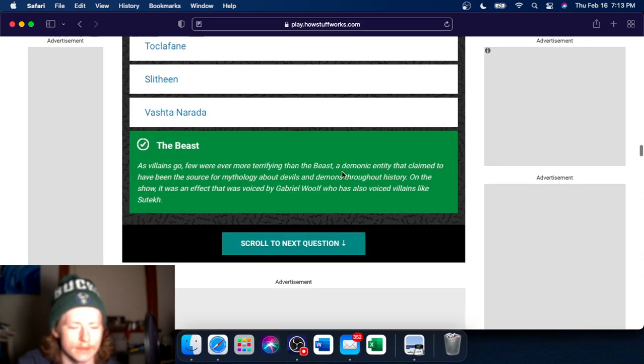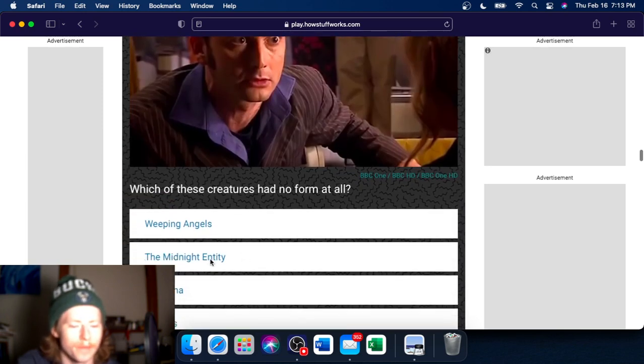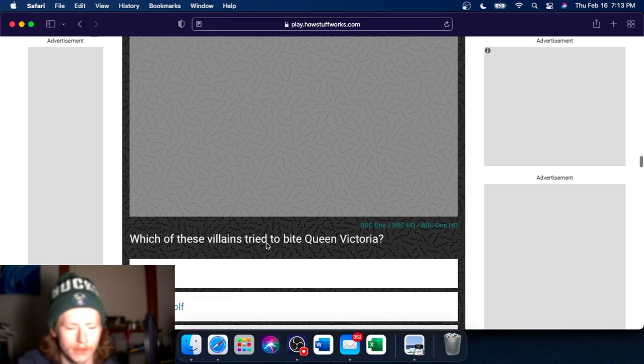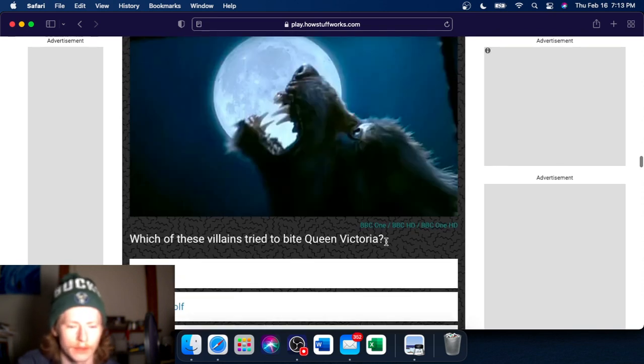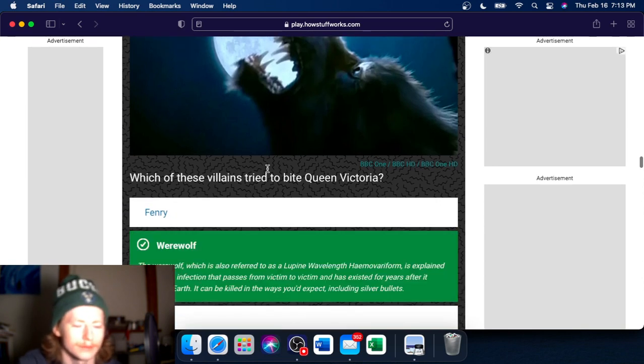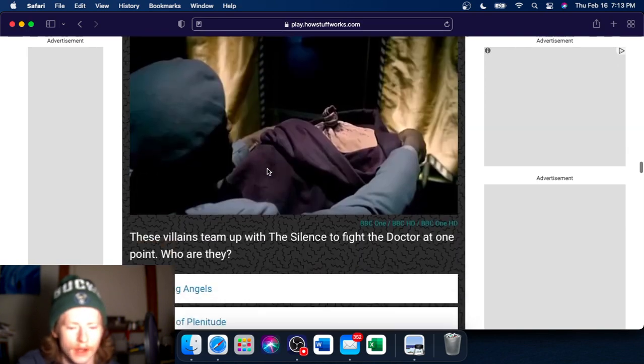The Beast had no form at all. That would be the Midnight Entity, or the creature from the episode Midnight, on the planet Midnight. Which of these villains tried to bite Queen Victoria? You could say successfully scratched Queen Victoria also. That was a werewolf. Villains team up with the Silence to fight the Doctor. Headless Monks.